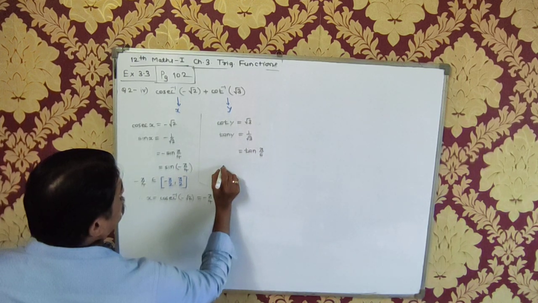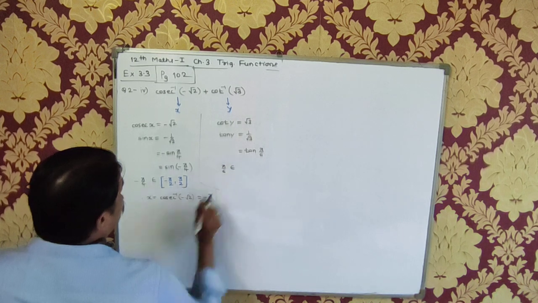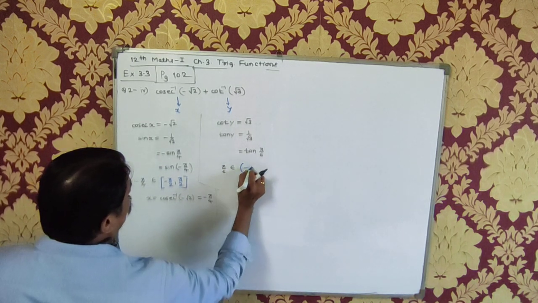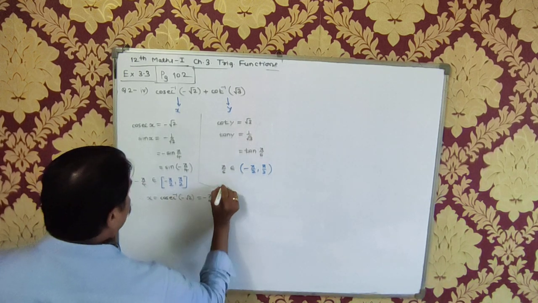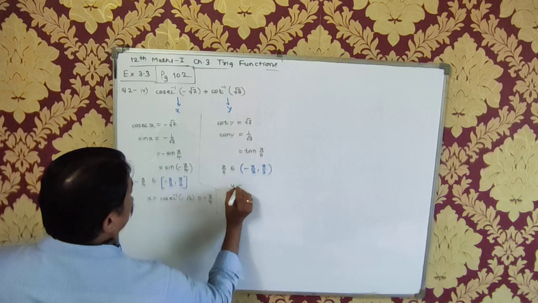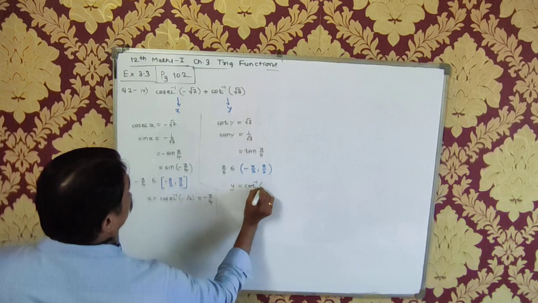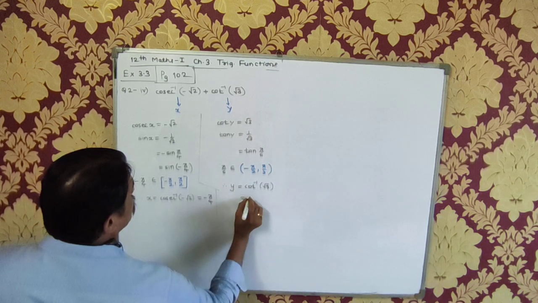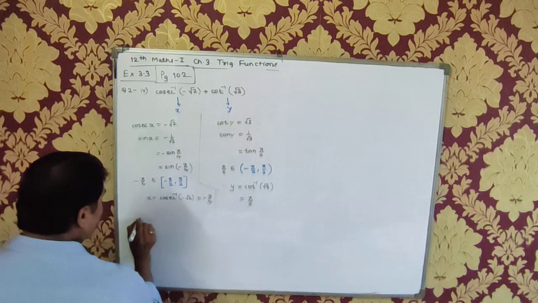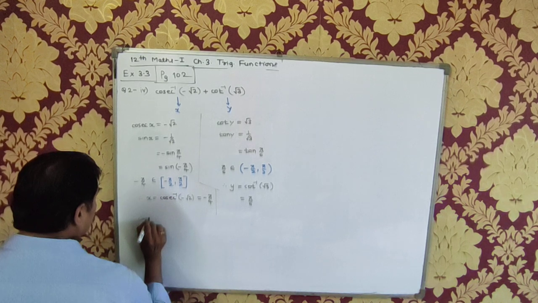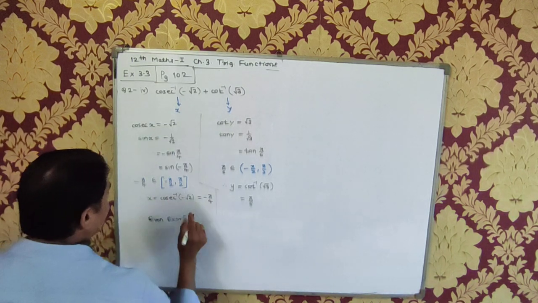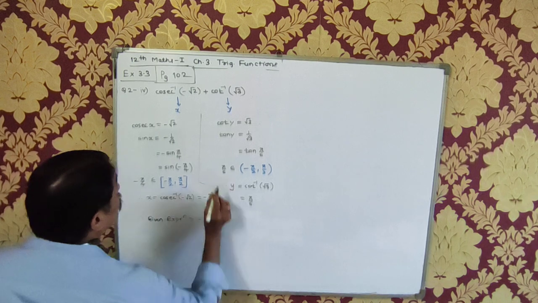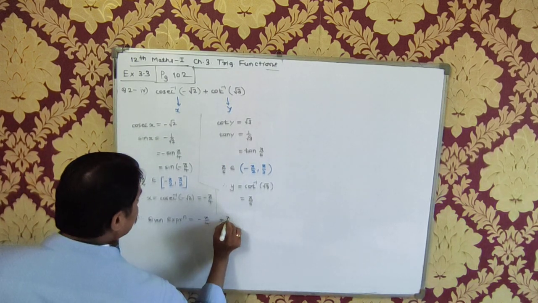And this pi by 6 very much belongs to the principal value branch of tan inverse, which is minus pi by 2 to plus pi by 2. And therefore, y is equal to cot inverse of root 3, which is equal to pi by 6. And therefore, the given expression is equal to, what will it be? x, that is minus pi by 4, plus y, that is plus pi by 6.